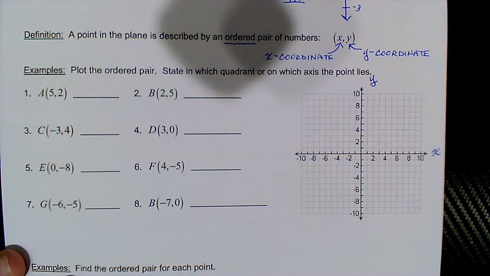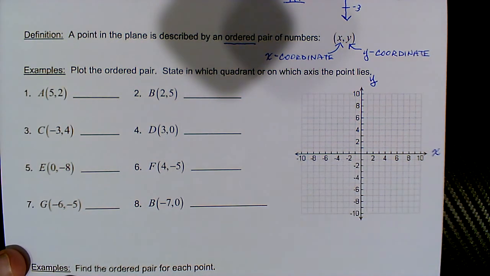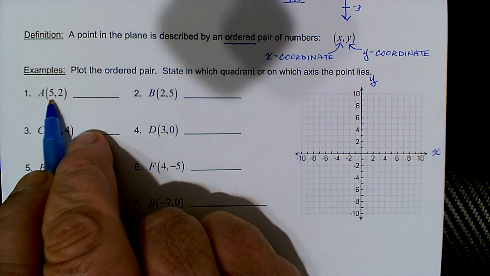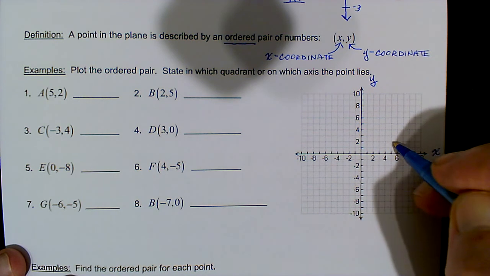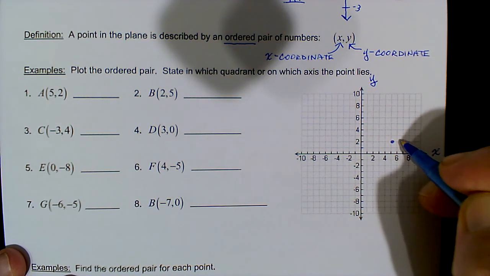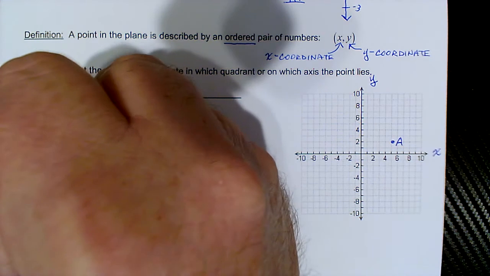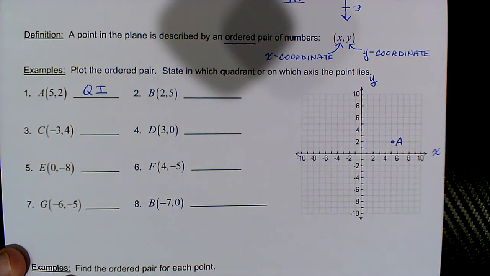And we always start from the origin to plot a point. And we have to move both in the x and y direction. So in this case, if we're plotting A, which is given by the coordinates 5 and 2, from the origin, we move 5 in the x and 2 in the y, and that would be point A. And now we can see that that lies in quadrant 1. And we just use Q for quadrant, and then we indicate the Roman numeral of what quadrant it represents.